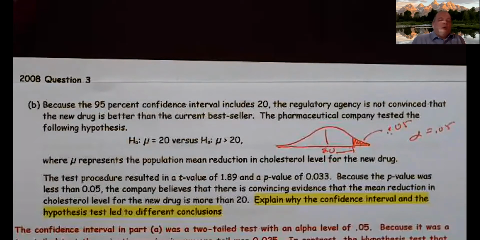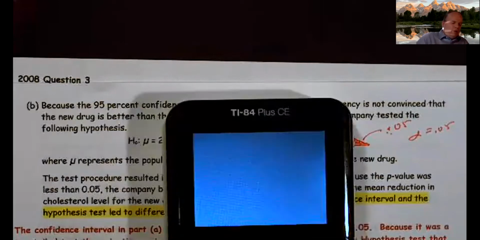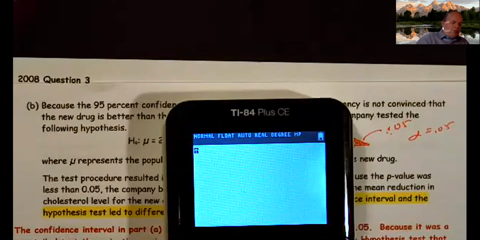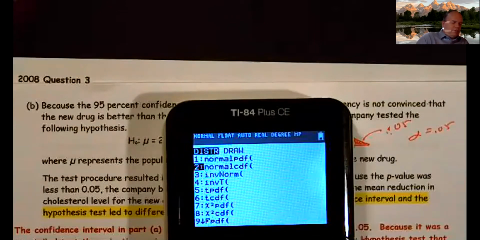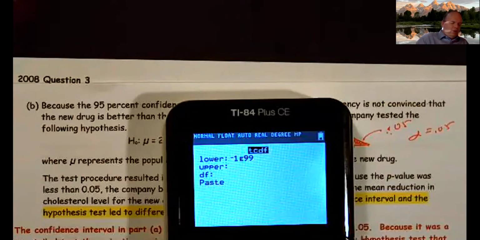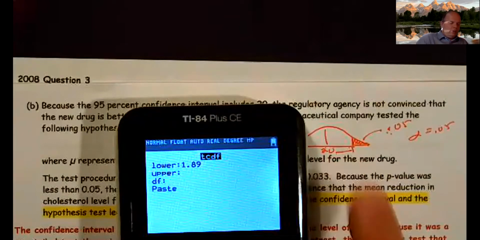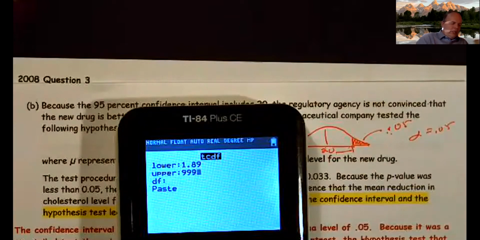Well, if they'd just given you the 1.89, you should have been able to go 2nd VARS, tcdf, lower bound 1.89, because we're dealing with an upper tail test, upper bound 99999, and degrees of freedom is again 50 minus 1, or 49.